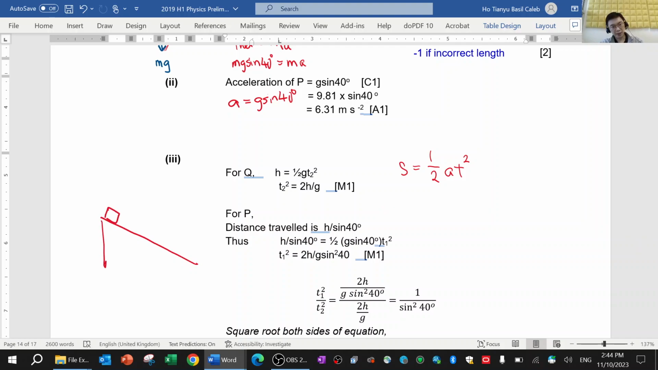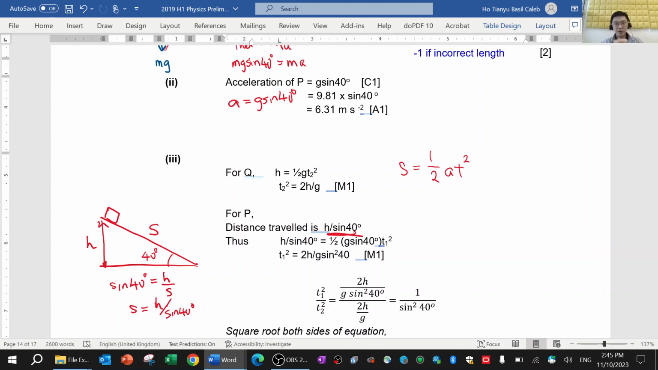We repeat the same for P, but for P we need to think of it as, the height is here, h, right? You can think of the distance it moved here as s, right? So if you resolve, it is 40 degrees, you can see that sine 40 degrees is h over s, which allows you to rewrite s equals h over sine 40 degrees. Agree? So the distance traveled is therefore this, right?